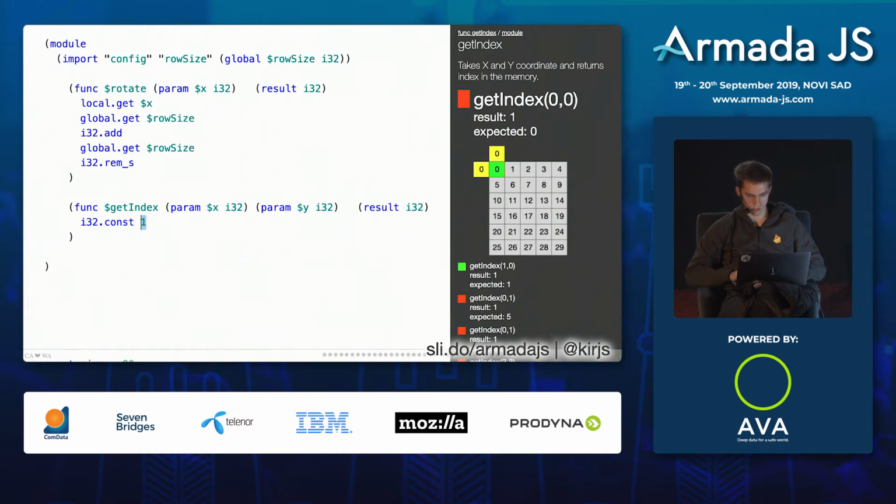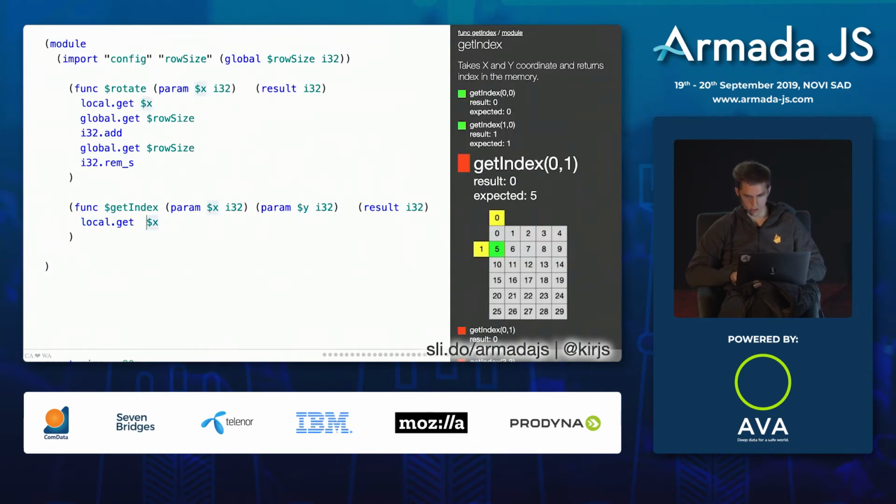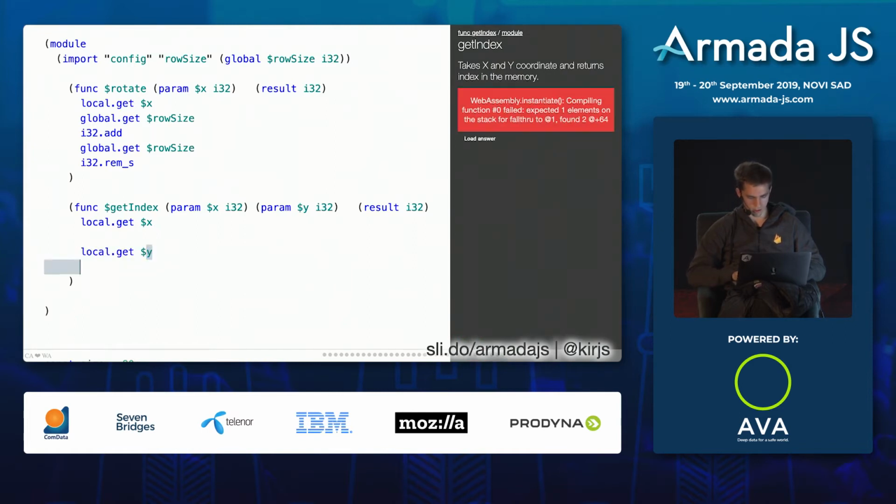And we start with just returning x. And it should be local get x, which immediately passes a couple of tests. The interesting thing now happens when we have a y coordinate. So what we're going to do, we're going to multiply y by the size of the row. So I'm going to get y. I'm going to get global row size. And I'm going to multiply them. And then I'm going to take x and y, and I'm going to add them together.